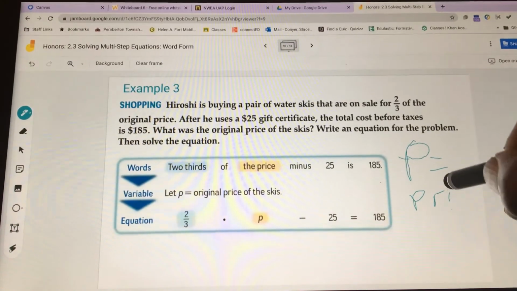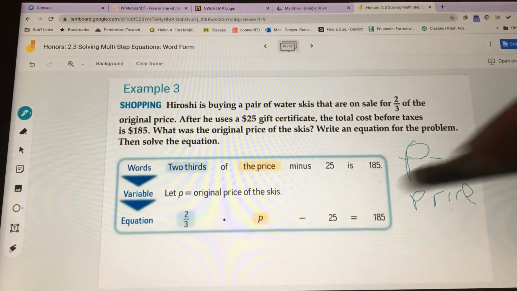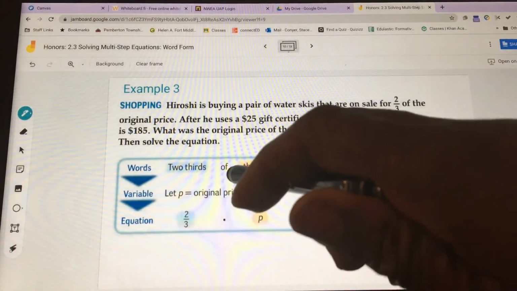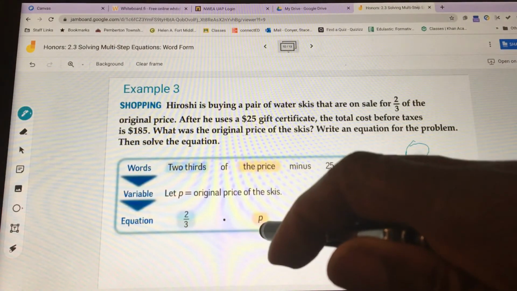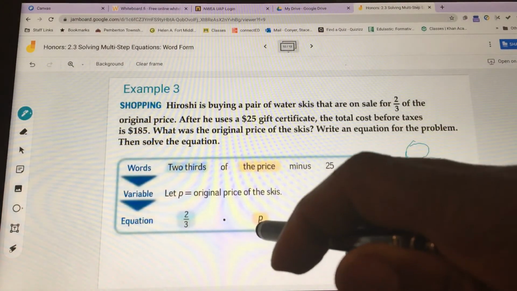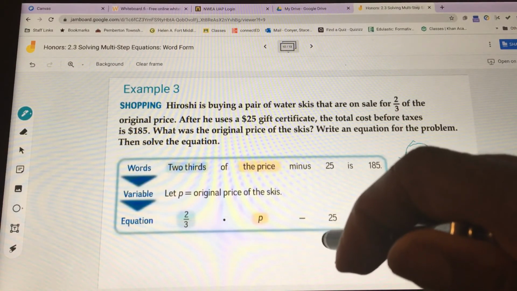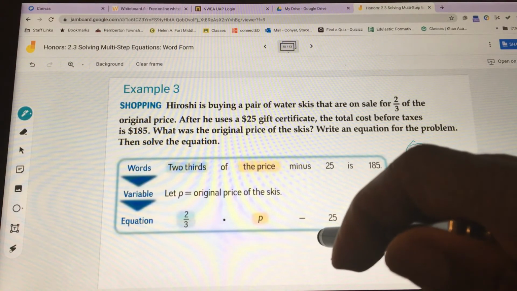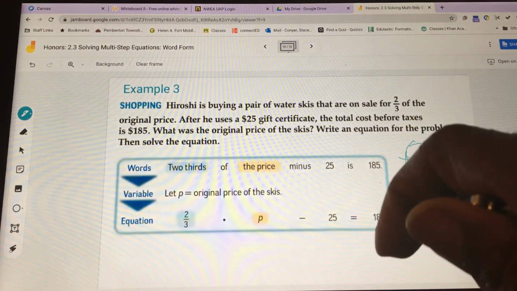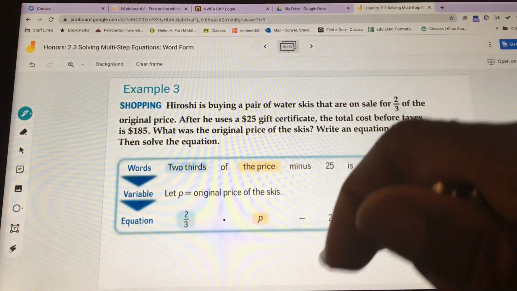Oh, okay, it's not writing. So 2/3 of is times the original price. We said P is price. We're minusing the 25 because it was a $25 gift certificate, so that we don't have to pay that. That's like less for us. Equals 185. That there is the equation.